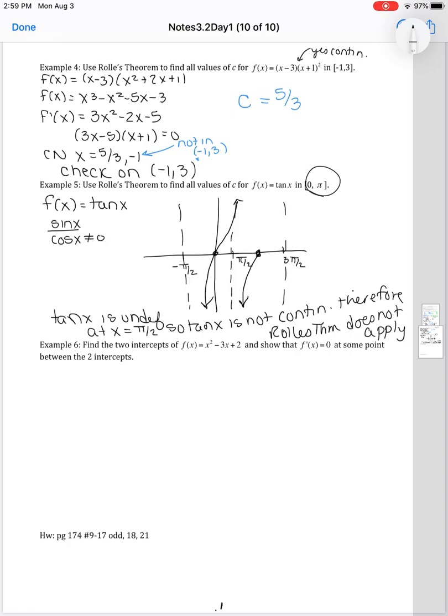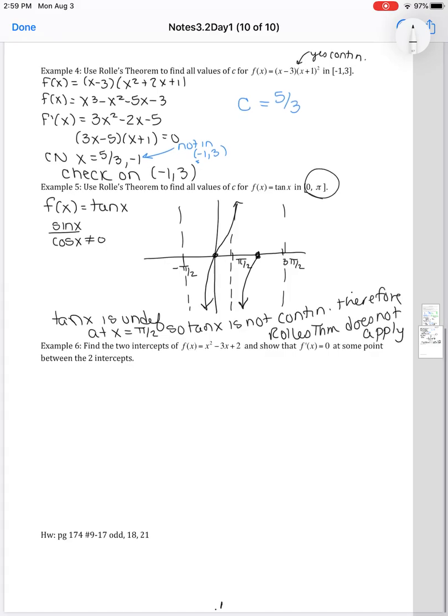Now keep in mind, the interval is not always going to be this for tangent. If it had been pi over 2 and negative pi over 2, you could have kept going. But you always got to focus on what that interval is first. All right, last one here.